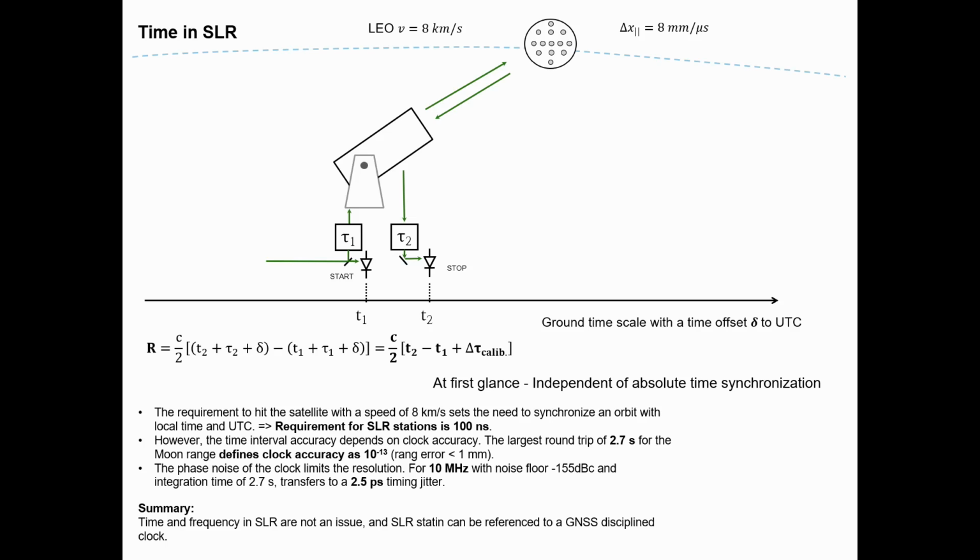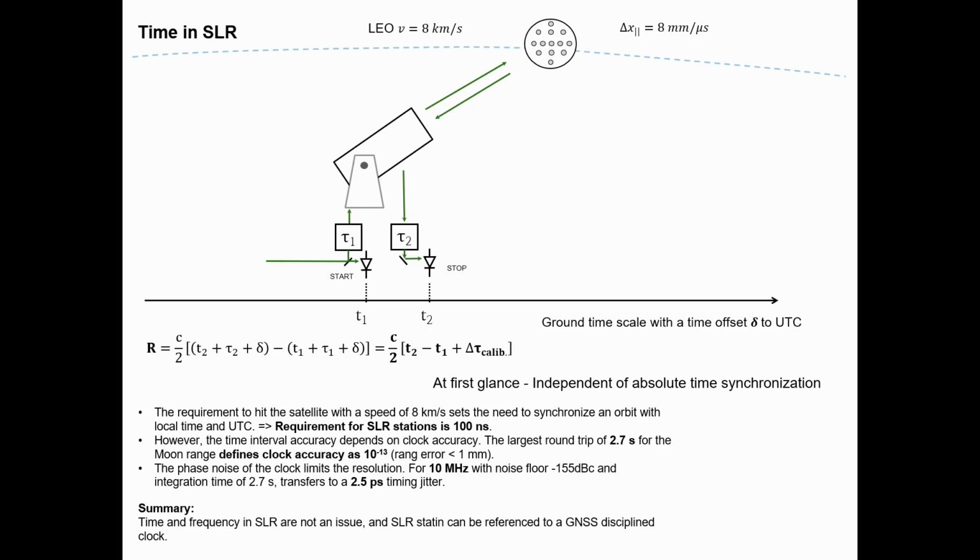When we look more deeply into this business and consider the absolute accuracy of our time scale or our clocks at the station, these clocks are also introducing a systematic error into the round trip measurement. And when we consider the longest distance which we are measuring now, the Moon distance with 2.7 seconds round trip, we can derive that the clock accuracy on the ground must be 10 to the minus 13 to introduce a ranging error below 1 millimeter.